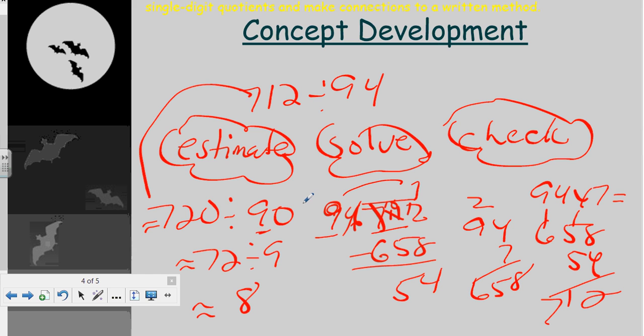So when we pick the estimate, I think this pretty much says it all. Okay, and so does that.